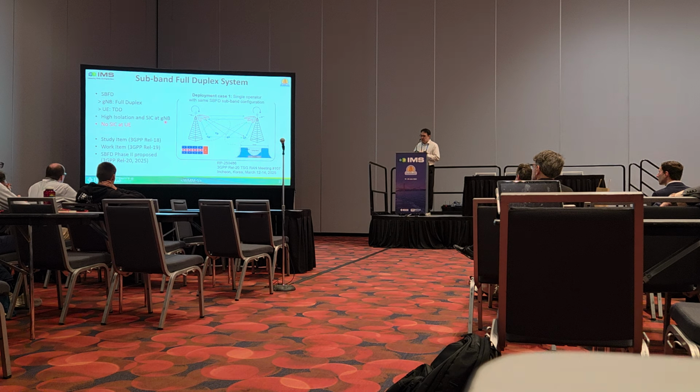So people are talking about 6G, and they're trying to introduce this new duplex system in 6G communication. So they are talking about sub-band full duplex system. In this case, the gNodeB, the base station, does full duplex, but user equipment just does time division duplex. So we need higher isolation and self-interference cancellation at gNodeB, but there is no self-interference cancellation required at user equipment. This sub-band full duplex system has been discussed in 3GPP as a study item and work item, and recently this figure was proposed in 3GPP.